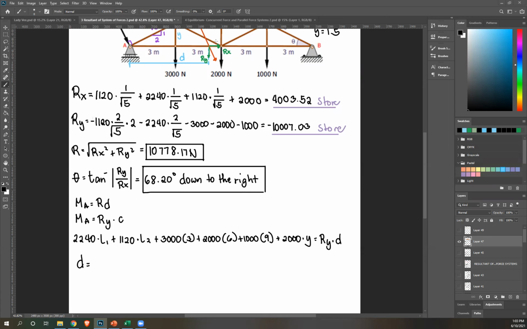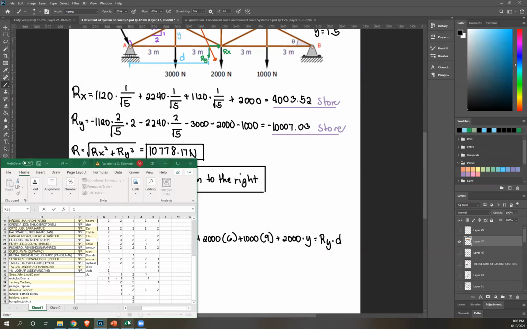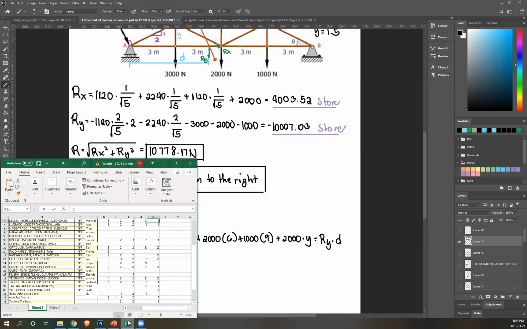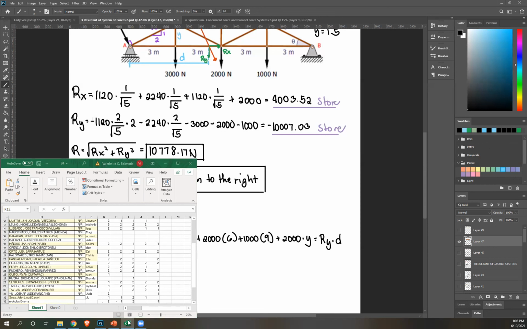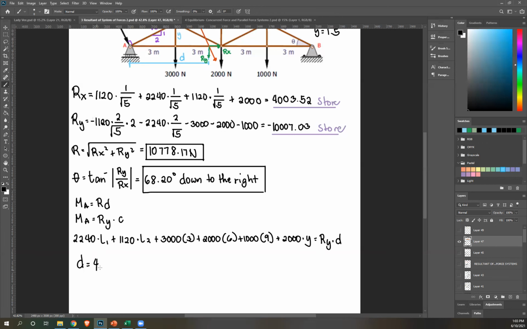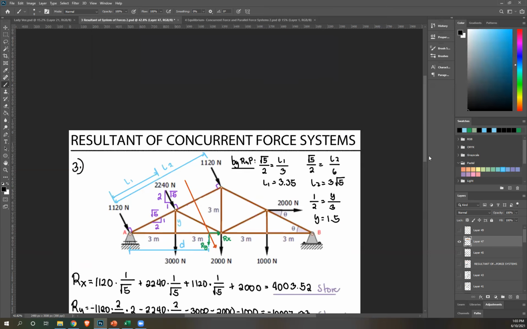Correct, 4.80. Correct, Eman and Michelle. Okay, 4.80. Positive, therefore our assumption is correct that it's to the right of A.